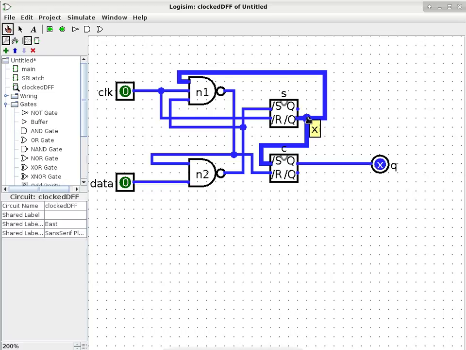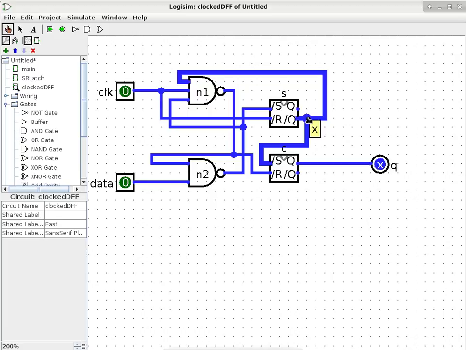So now we can see that the C SR latch is seeing both inputs being 1s, which means it is just maintaining its current state and it's not going to do anything. Okay? The other scenario is, what if data is a 1? Clock is still a 0.